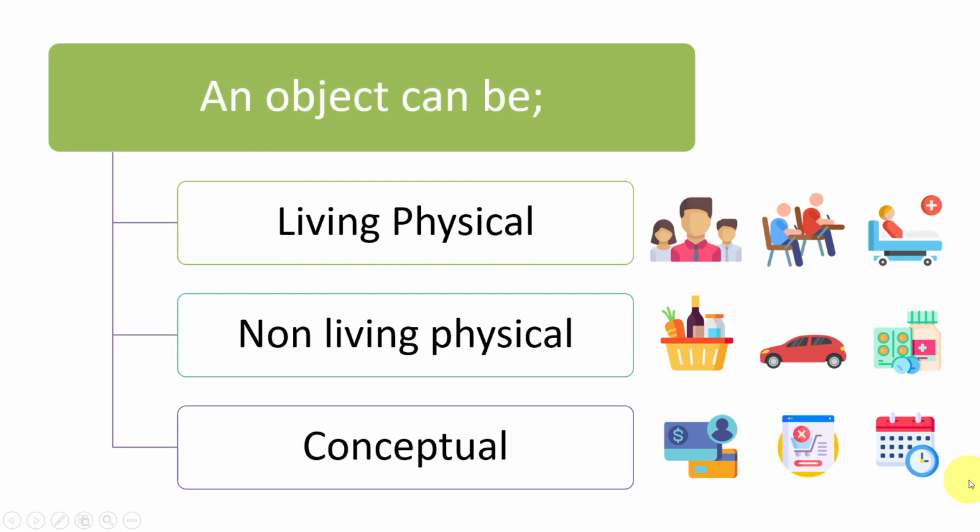In order to understand better, we can classify objects into three categories: the living physical objects like customer or employee, the non-living physical objects like goods or vehicle, and also the conceptual objects. For example, we can consider an account, an order or payment.